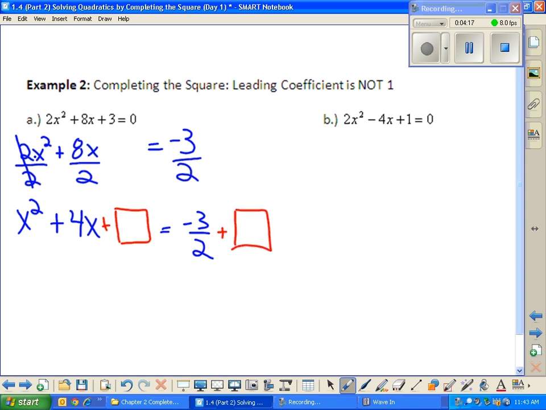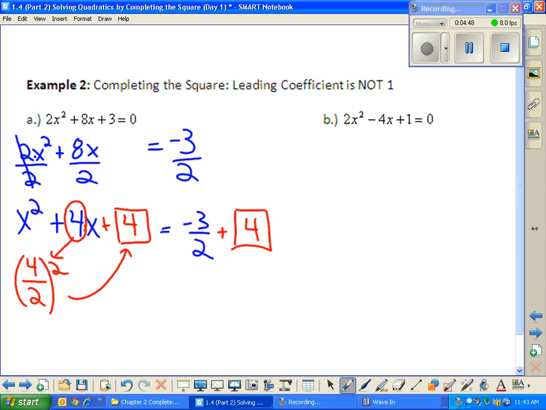So I need to go ahead and use my formula for completing the square. That formula, again, is b, which in this case, b is the number in front of x. b is 4. We have to do b divided by 2 squared. 4 divided by 2, square it up. Gets you that number that goes in that box right there. 4 divided by 2 is 2. 2 squared is 4.